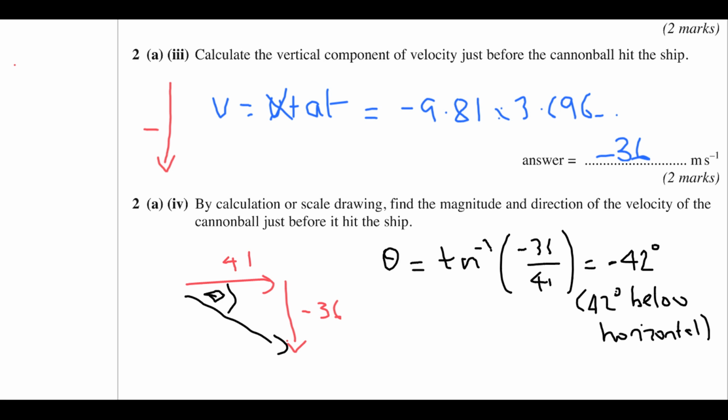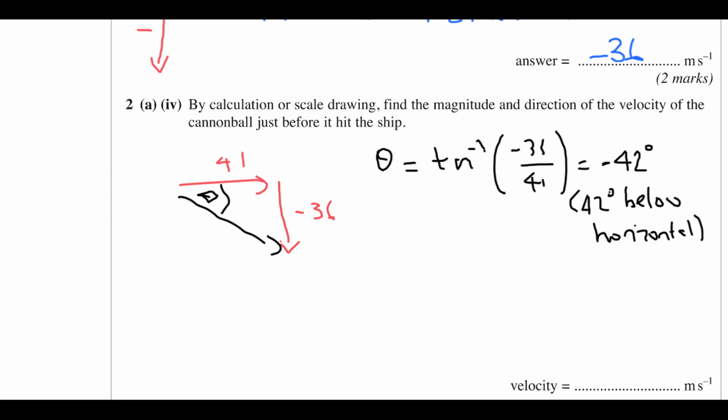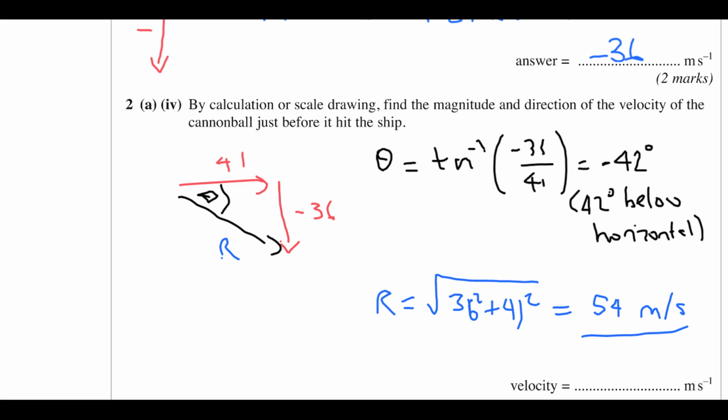So that's your angle. We're going to find the resultant using some Pythagoras. So let's call the resultant r. So r is the square root of 31 squared plus 41 squared. We don't need the minus sign anymore because it's squared, isn't it? I'm actually using the unrounded values, but it's quicker to write out these ones. And that's going to come out as 54 meters per second to 2 SF there.